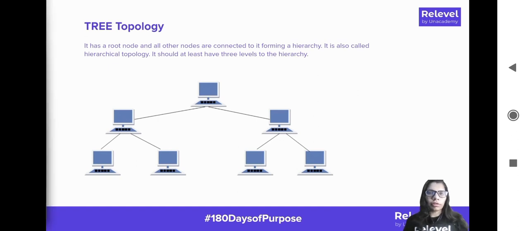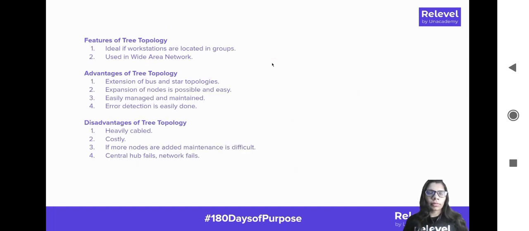Now moving forward, let's see its features. It is ideal if workstations are located in groups, and it is used as a wide area network. Now what are the advantages of tree topology? It is an extension of bus and star topology.